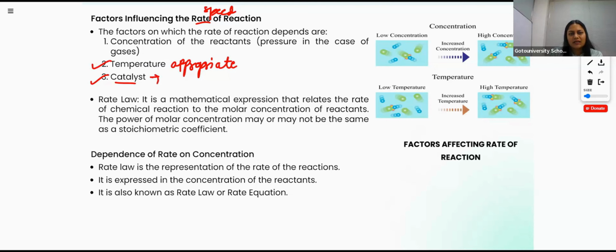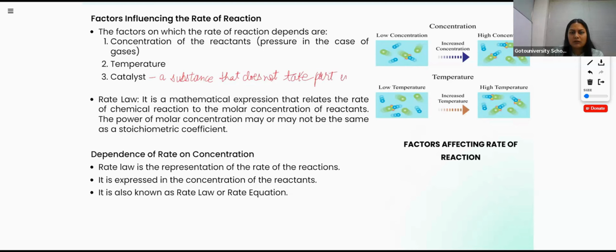Now, what is a catalyst? A catalyst is a substance that does not take part in the chemical reaction, but increases or decreases the rate of chemical reaction. It does not take part in the chemical reaction, but increases the rate of chemical reaction.